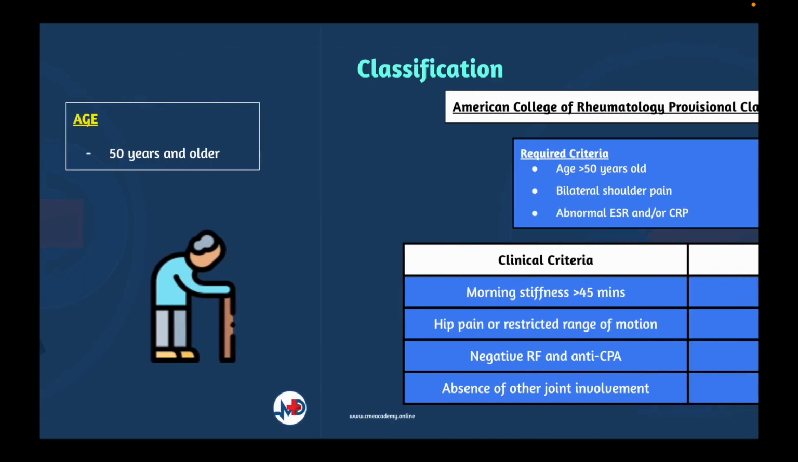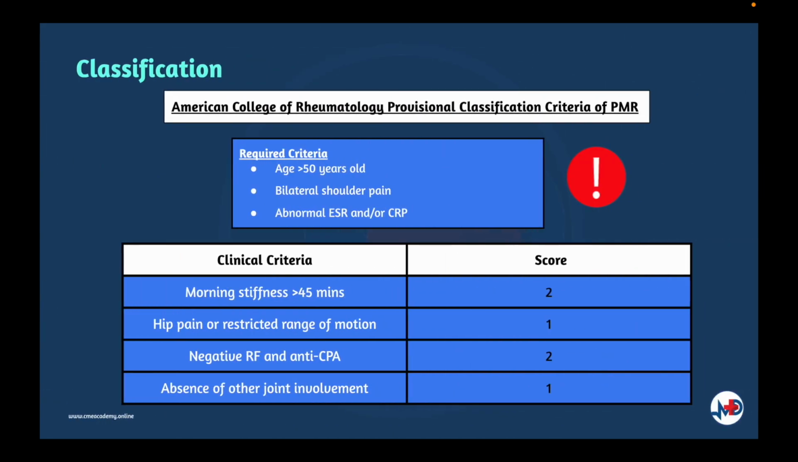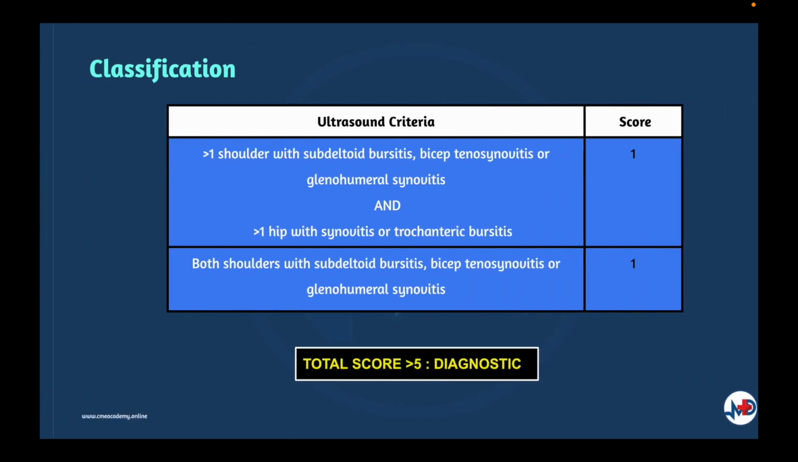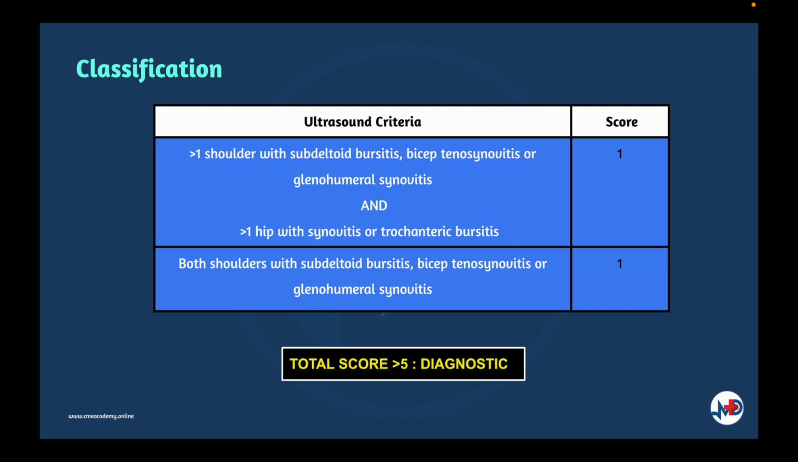For classification criteria, according to the European League Against Rheumatism and American College of Rheumatology, there are required criteria and criteria for scoring algorithms. Required criteria include age more than 50, bilateral shoulder pain, and abnormal ESR or CRP. The criteria for scoring algorithm include both clinical and ultrasound criteria. More of the details can be referred to the attached table. Using a combination of clinical criteria and ultrasound criteria, a score of 5 or more is needed to come to the diagnosis.